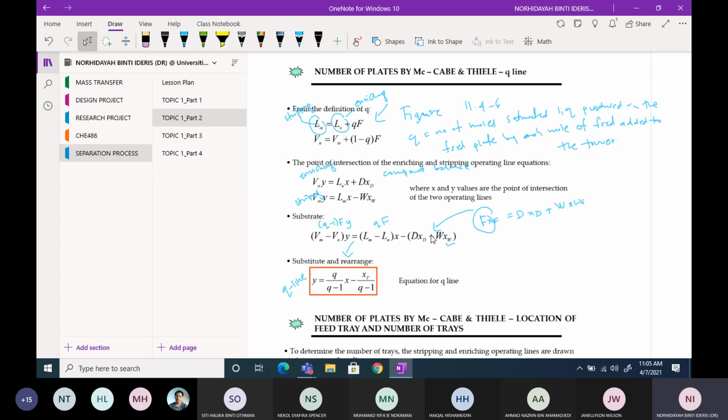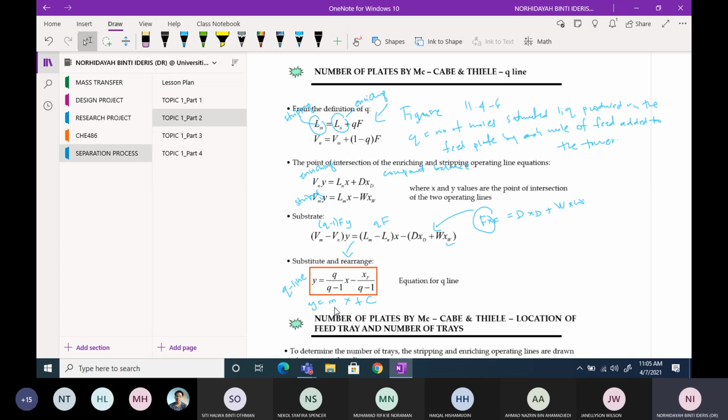Okay, so after you make some arrangement, there is a thing that can cancel out everything. So basically you will get this line. You substitute and make that arrangement, and you will get this straight line to represent the Q line. So you can see here, this Y is equal to Mx plus C.